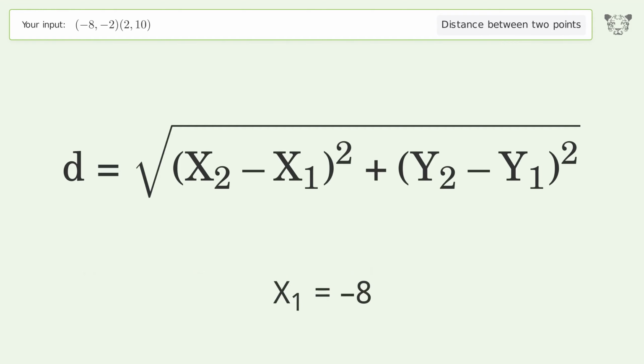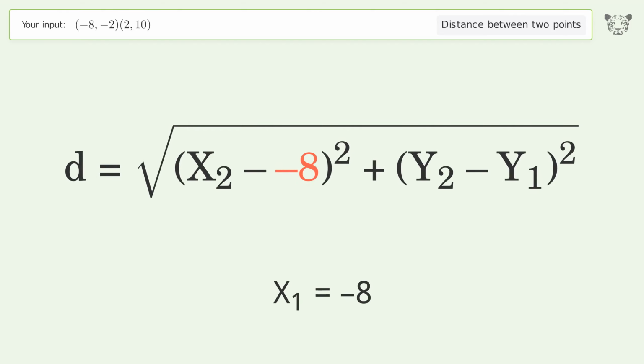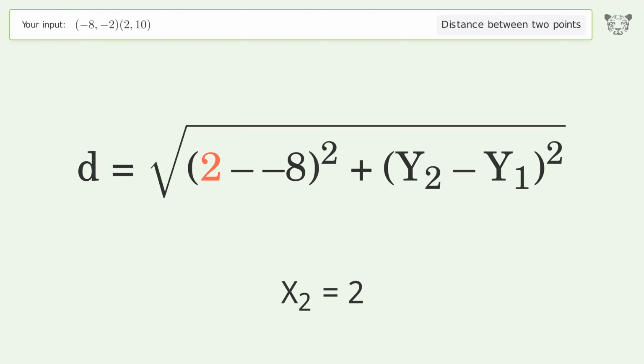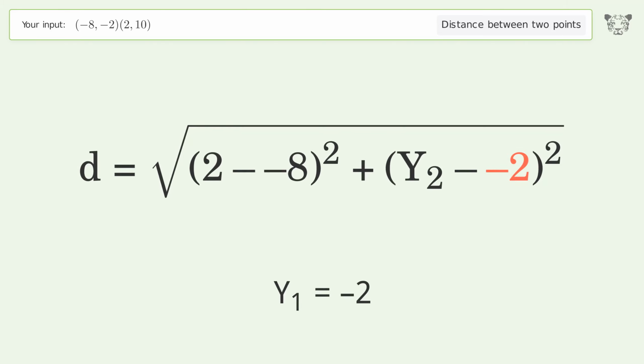x1 equals -8. x2 equals 2. y1 equals -2. y2 equals 10.